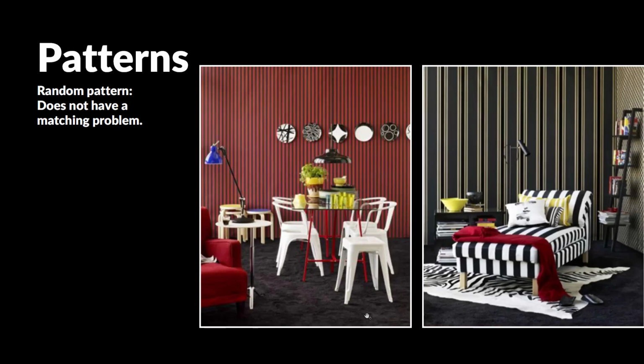We can also have random patterns where, as the wall covering's installed, there isn't a matching concern. We just want it to be neat and straight. But, for example, a vertical stripe is going to automatically line up no matter what. So then there's not a matching problem.